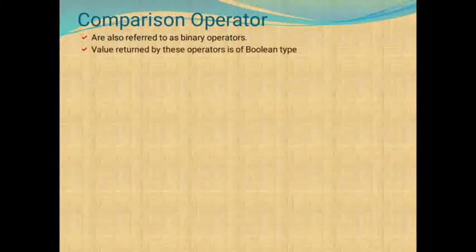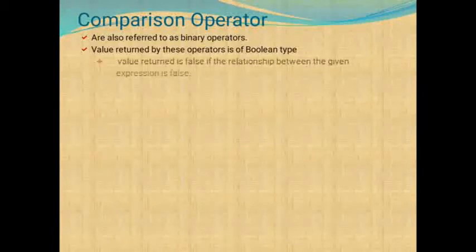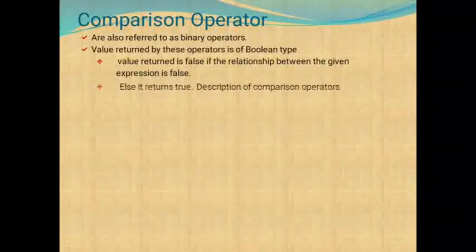Now coming to the comparison operator. They are also known as the binary relational operators. That is, they are referred to as binary relational operators in C++. The value returned by these operators is of Boolean type. The value returned is false if the relationship between the given expression is false, else it returns true.